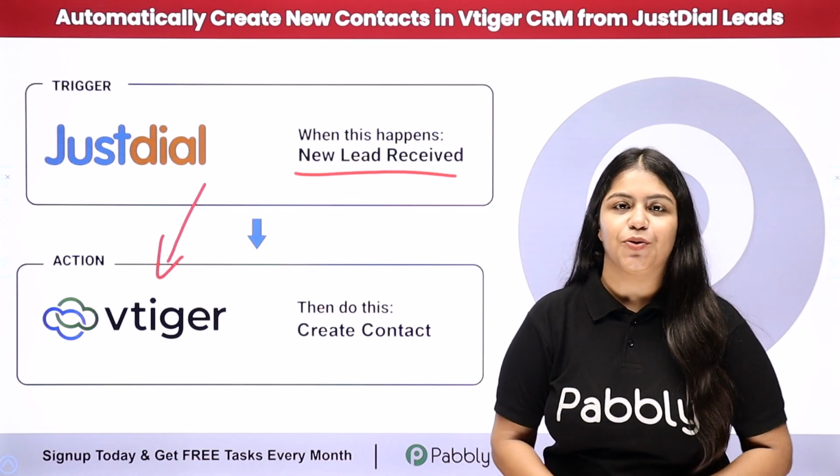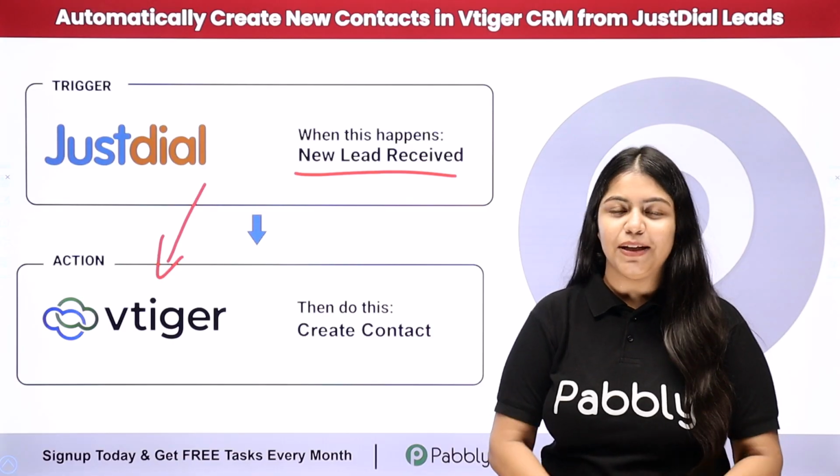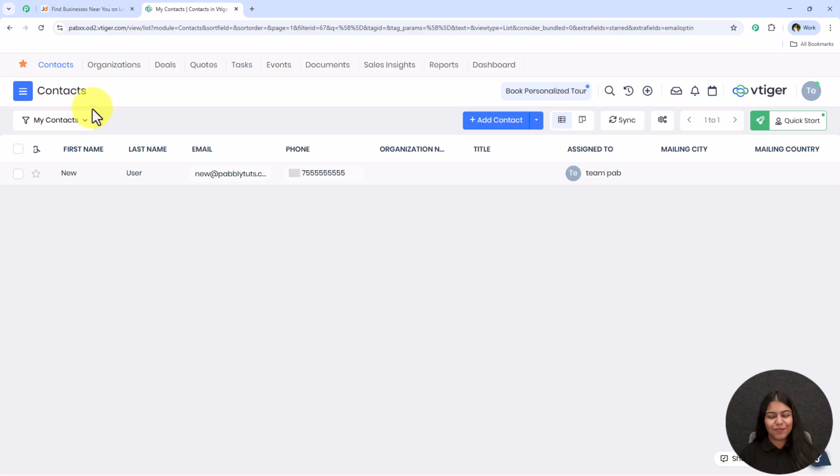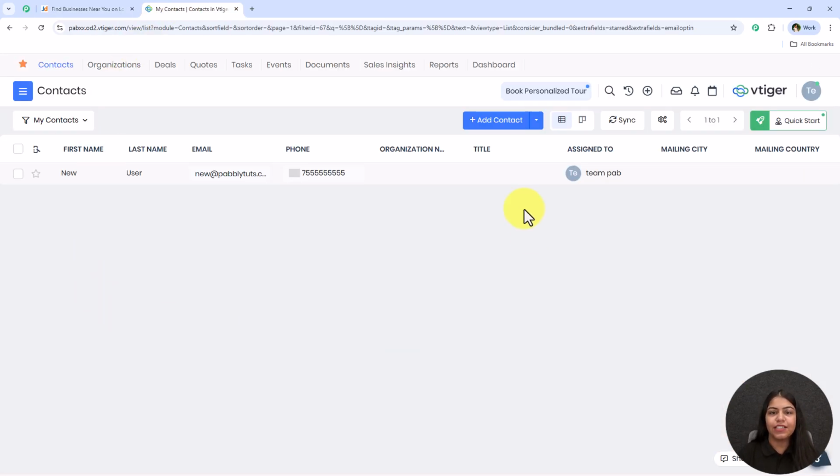So if you also want to create this amazing automation for your own business, then for that you have to come with me towards my screen. Welcome to my screen everyone. So let's begin creating a connection between Justdial and Vtiger in such a way that whenever we receive a new query from Justdial, automatically a contact is created with the same details in my Vtiger CRM.